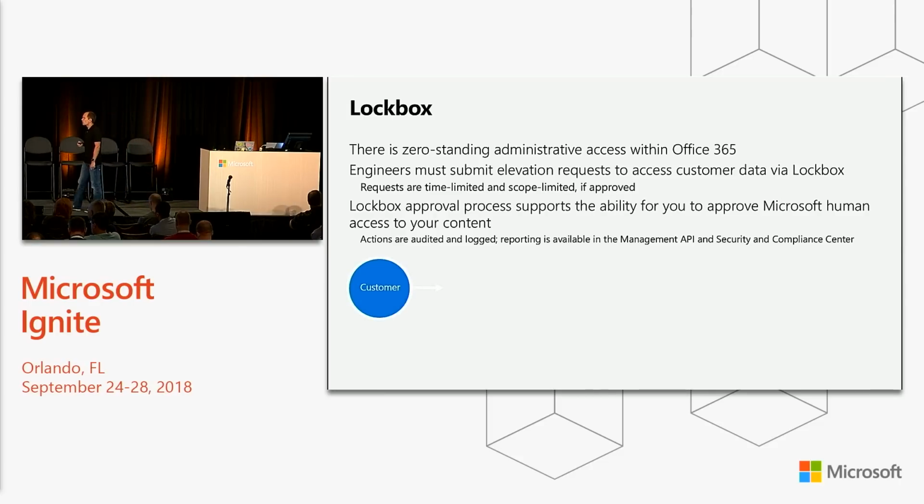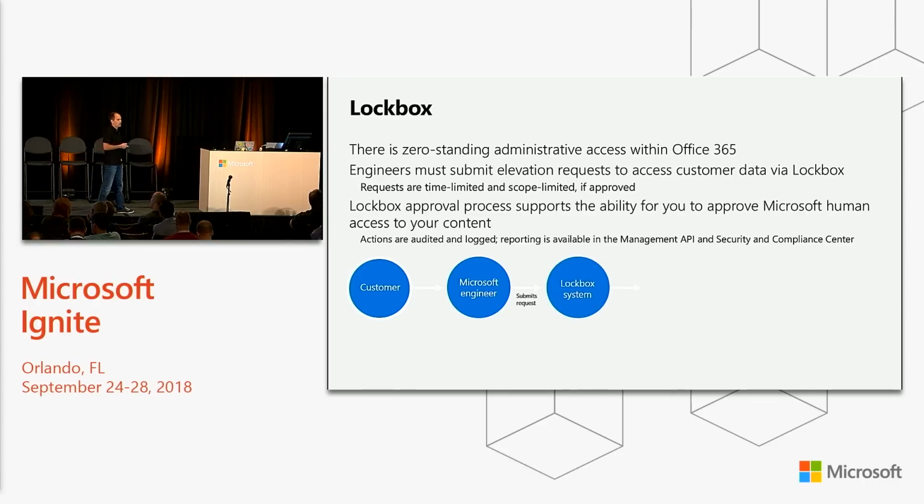And the way this works is that you as the customer initiate an issue with us. Like, let's say on a mailbox, there are some corrupted calendar items. That Microsoft engineer will then submit a request to Lockbox for access to that particular user's mailbox, to access that particular calendar data, to evaluate what's going on. That will kick off a flow that triggers an approval process where humans must approve access to that data. Once that's approved, the data is accessed.